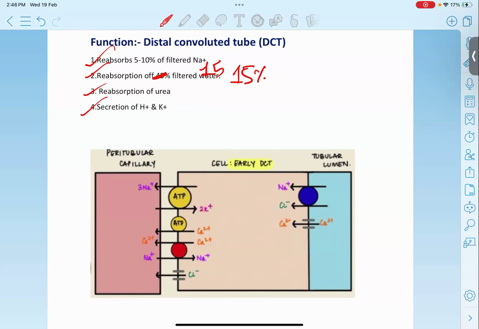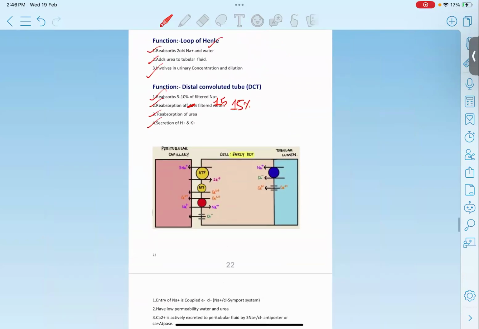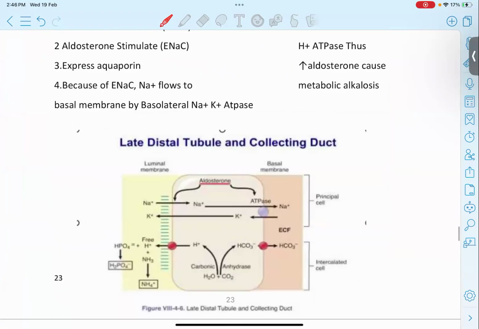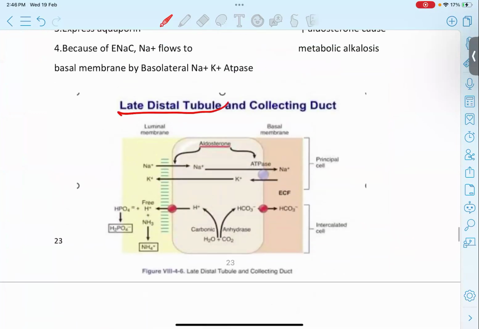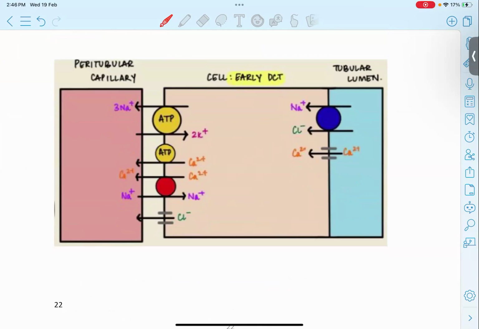Anyways, in the distal convoluted tubule, what are the things we can find? First of all, ENaC. About the ENaC, ENaC is in the late distal tubule, not in the early distal tubule. We find ENaC in the late distal tubule and in the collecting duct. But what are the channels we can find in the early distal tubule?